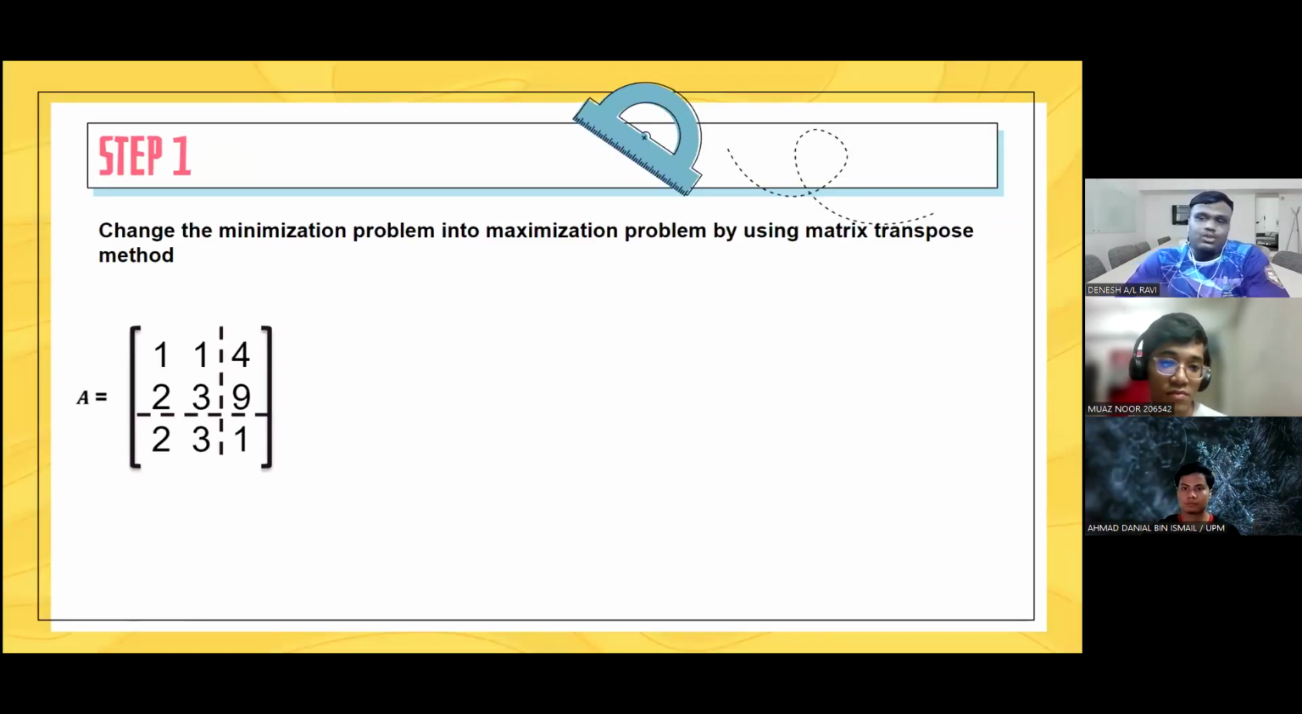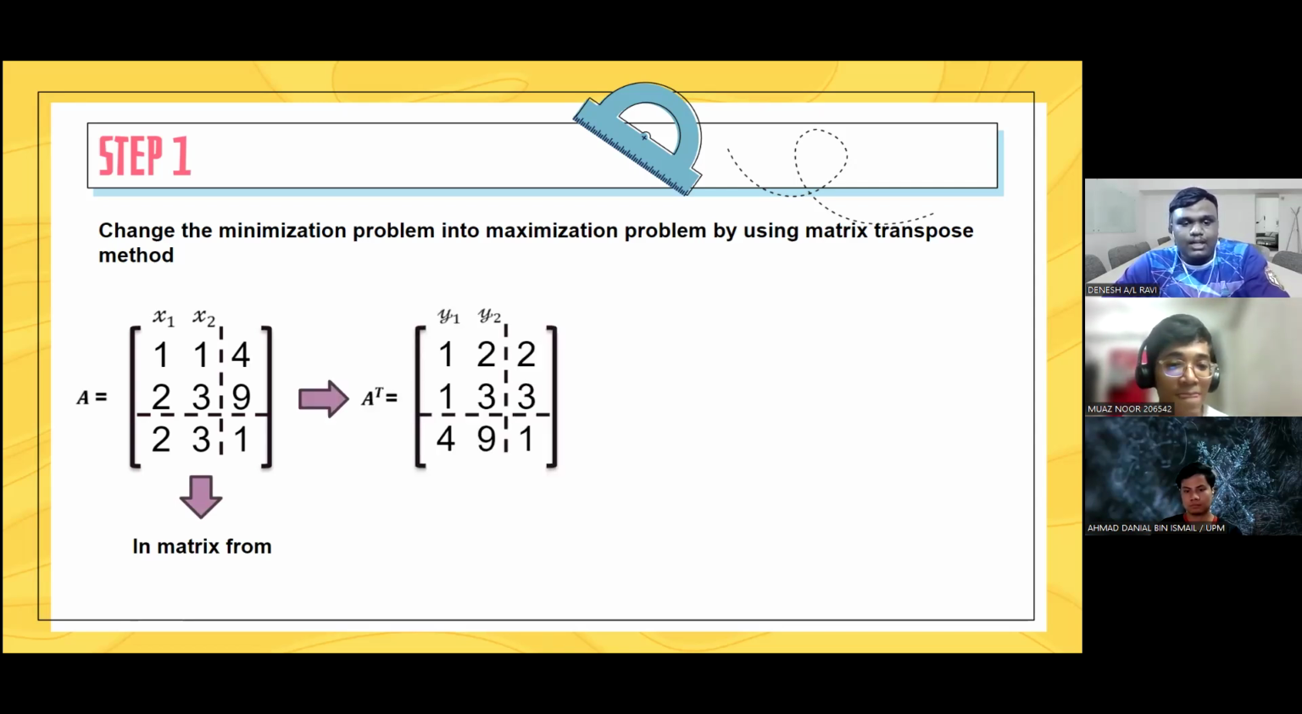First step, to solve a minimization problem in simplex method, we have to change the minimization problem to a maximization problem. To do that, we're going to use a matrix transpose method. First, we need to arrange the three equations, which are the objective and two constraints, in a matrix form, where row one column 1 is x1, column 2 is x2, and third column is the constant of the equations. From there we perform the transpose and rearrange the numbers according to the formulas.